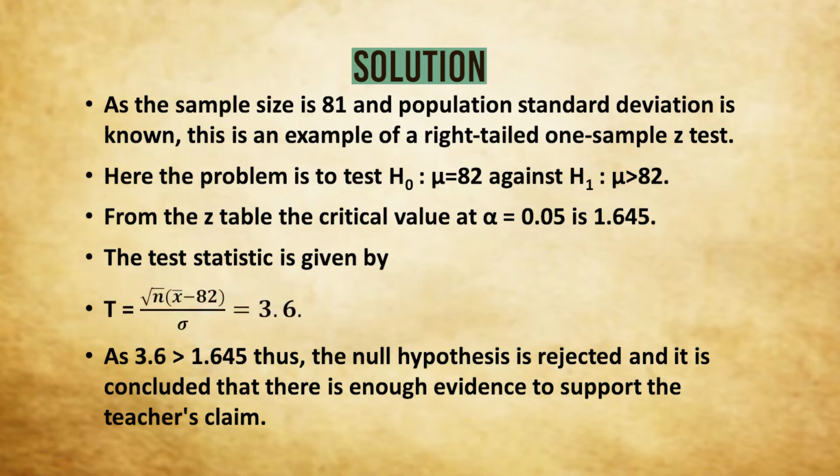Now what is the critical value? The critical value is 1.645. As 3.6 is greater than 1.645, what do we do? We reject the null hypothesis and say that the claim of the teacher is justified. So that means we say that there is enough evidence on the basis of the sample to support the claim of the teacher.